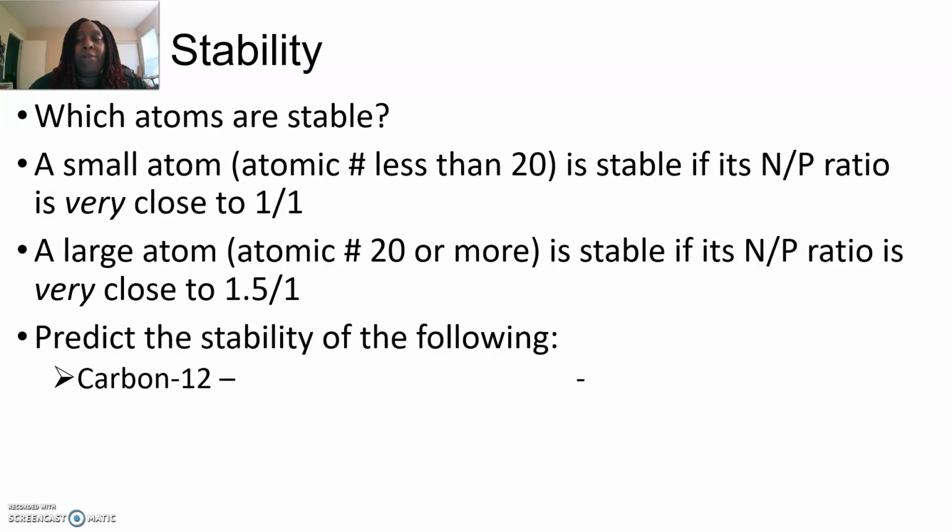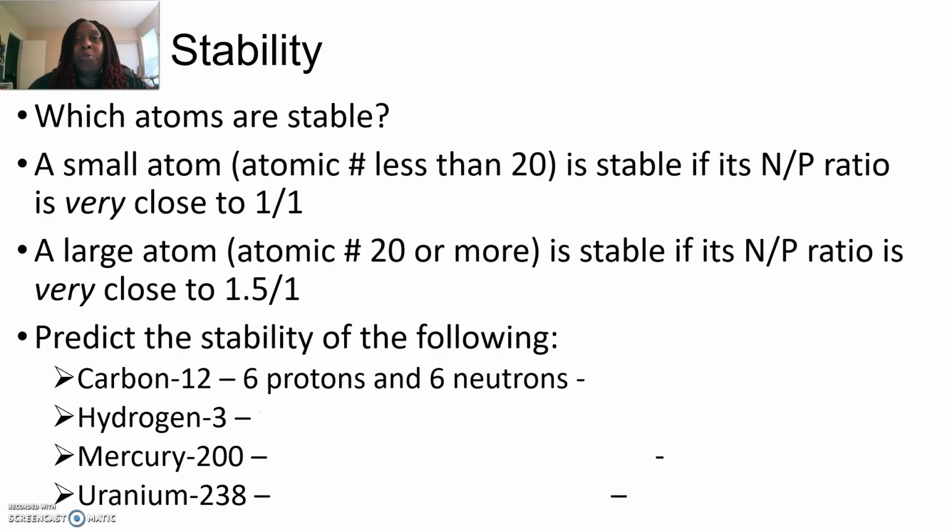Okay, so we have carbon 12. If you think about carbon 12, you know the 12 is going to be the mass number. If it's carbon, that means it's going to have an atomic number of 6, right? So if we look at the number of neutrons, we are going to have 6 protons and 6 neutrons. If we have 6 protons and 6 neutrons, then it's going to be considered stable, right? 6 over 6, 1 to 1, considered stable.